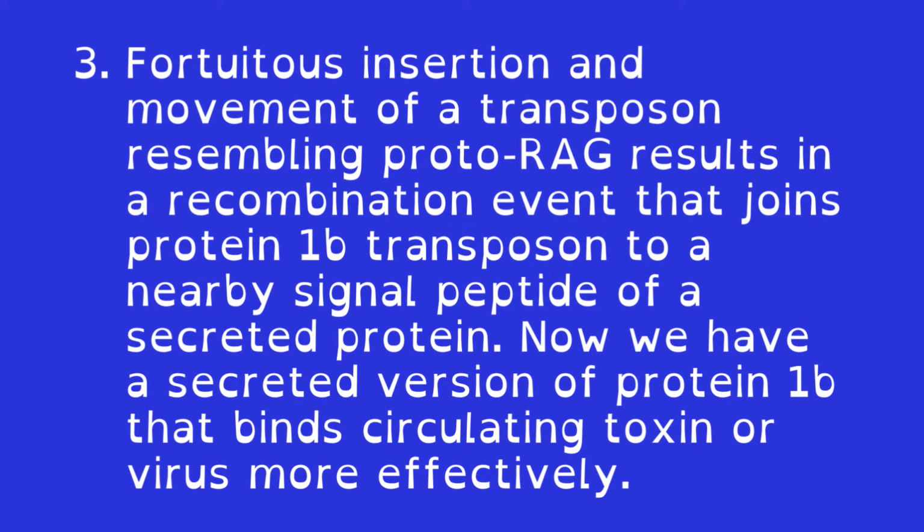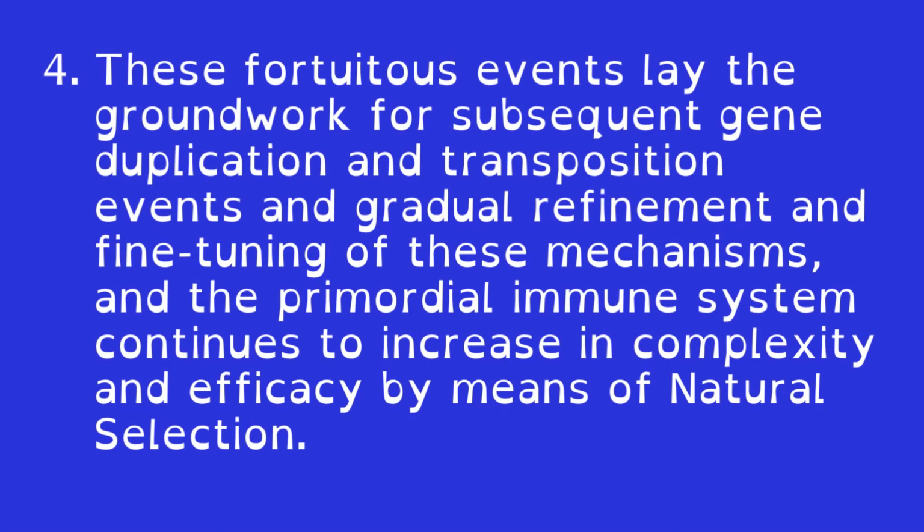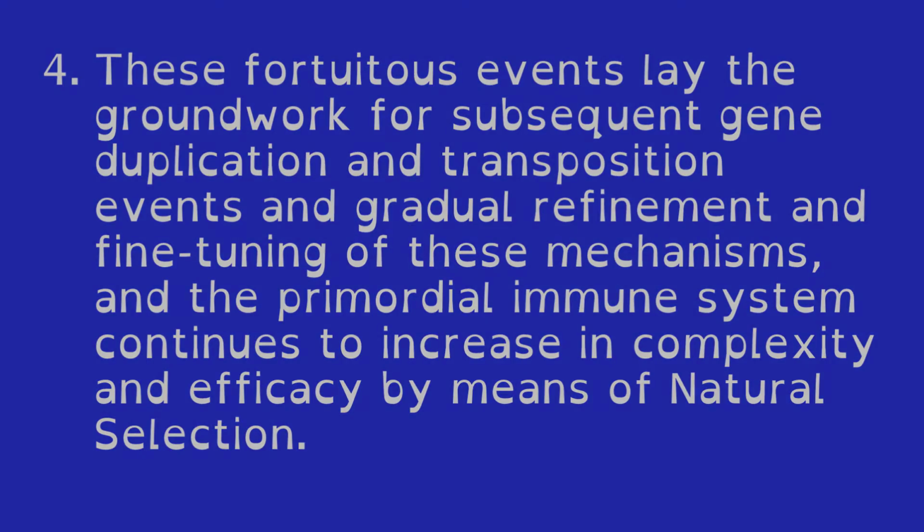3. Fortuitous insertion and movement of a transposon resembling proto-RAG results in a recombination event that joins protein 1B to a nearby signal peptide of a secreted protein. Now, we have a secreted version of protein 1B that binds circulating toxin or virus more effectively. 4. These fortuitous events lay the groundwork for subsequent gene duplication and transposition events, and gradual refinement and fine-tuning of these mechanisms, and the primordial immune system continues to increase in complexity and efficacy by means of natural selection.